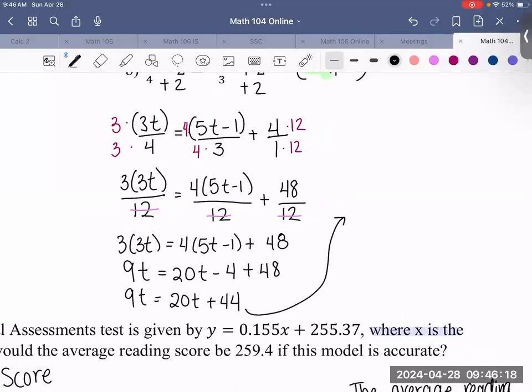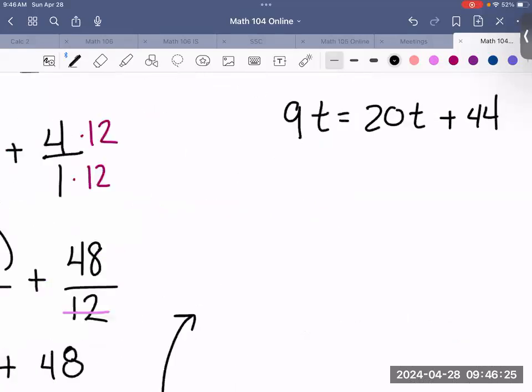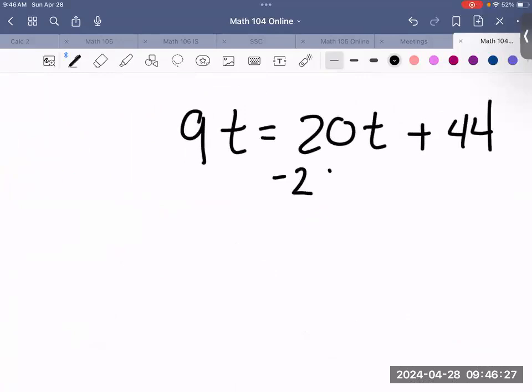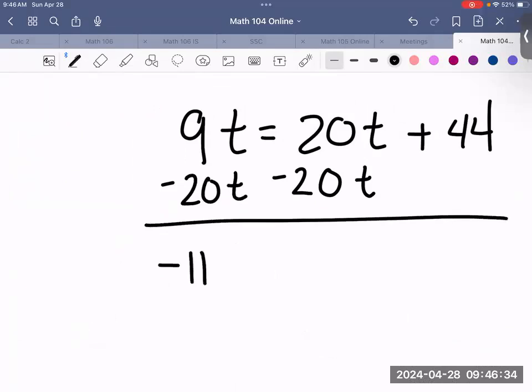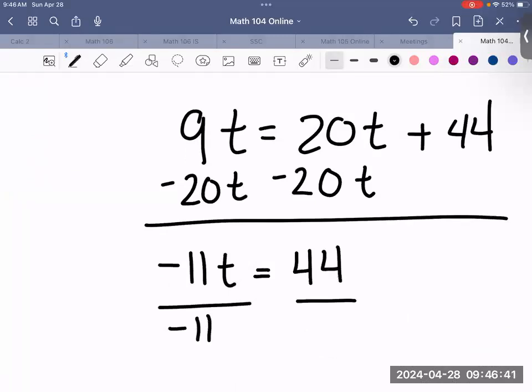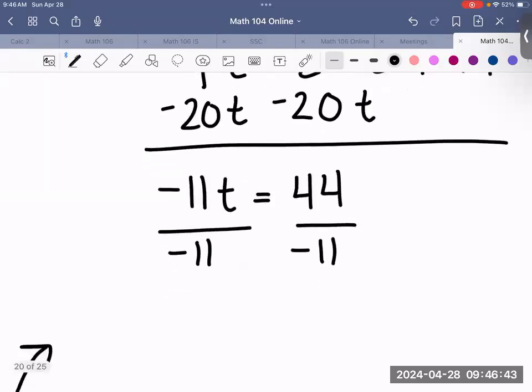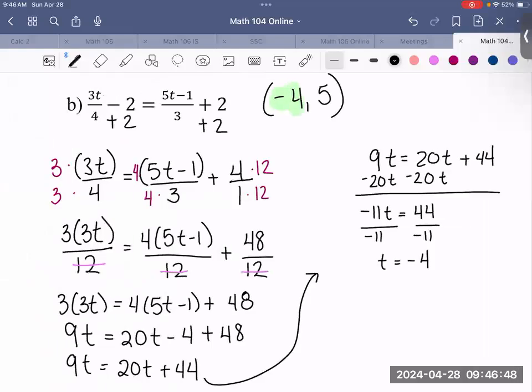Now let's go ahead, and I'm just going to rewrite for a second. 9t is equal to 20t plus 44. And let's go ahead and subtract your t to the other side. We get negative 11t is equal to 44 and divide out that negative 11. t is equal to negative 4, which matches with the previous solution.